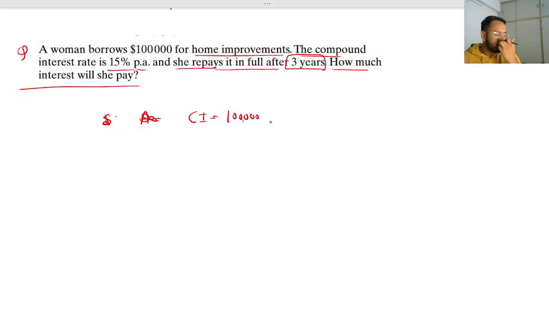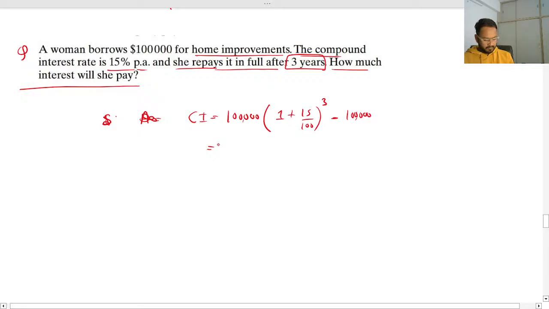Then what is the amount she has borrowed, this much amount, 1 lakh. You can write it in the end. So 1 lakh, then 1 plus rate which is 15 upon 100, to the power of time, 3 years, and then minus 1 lakh. Done. So this way you can solve directly on the calculator and get the answer. I'm giving you time to solve, quickly solve.